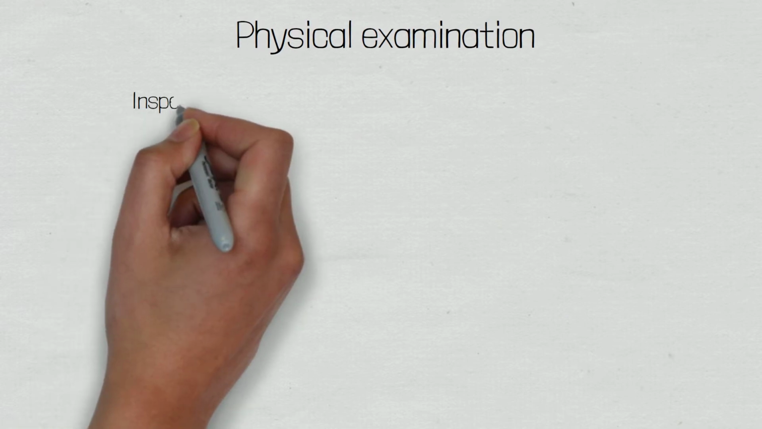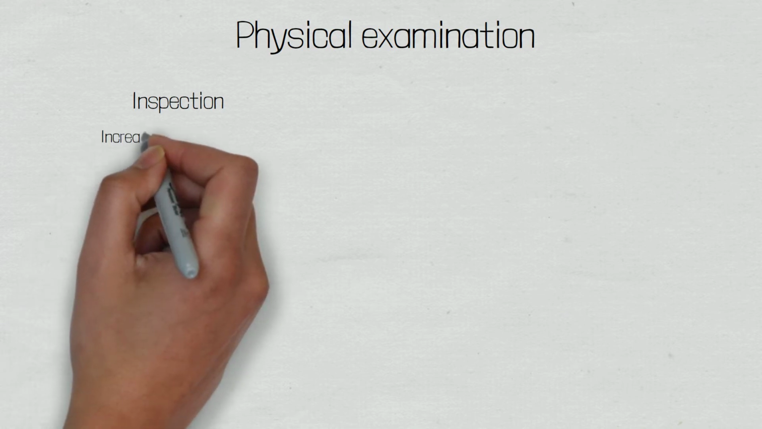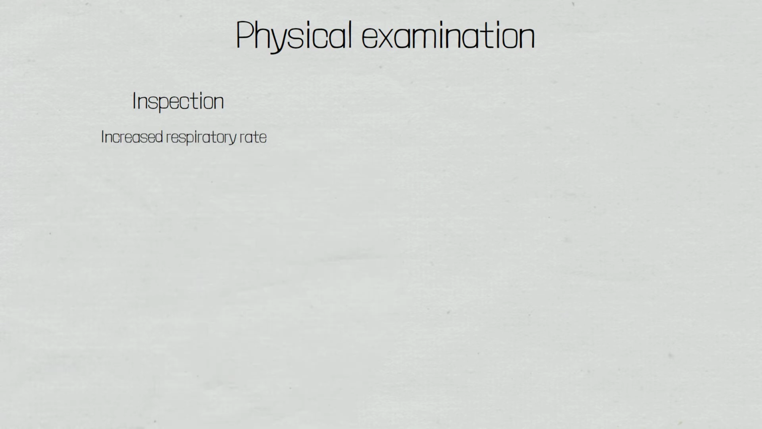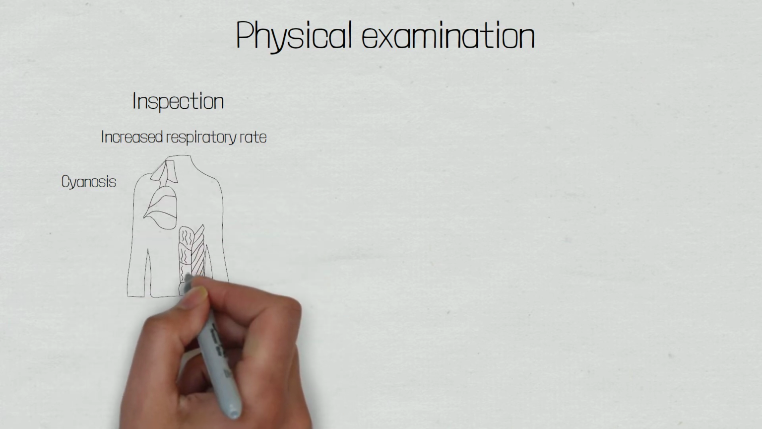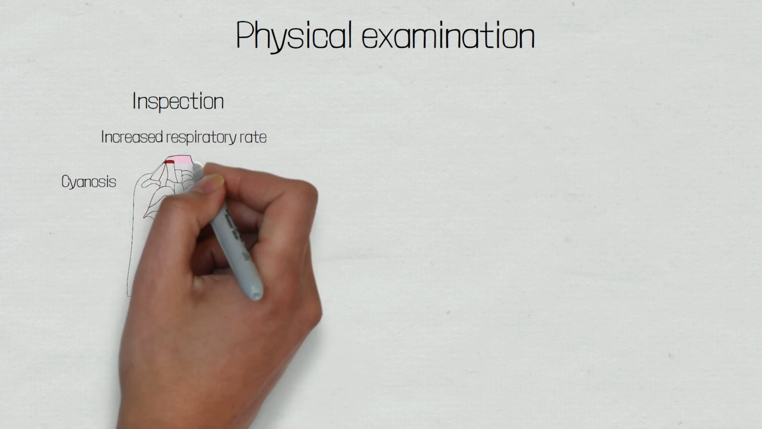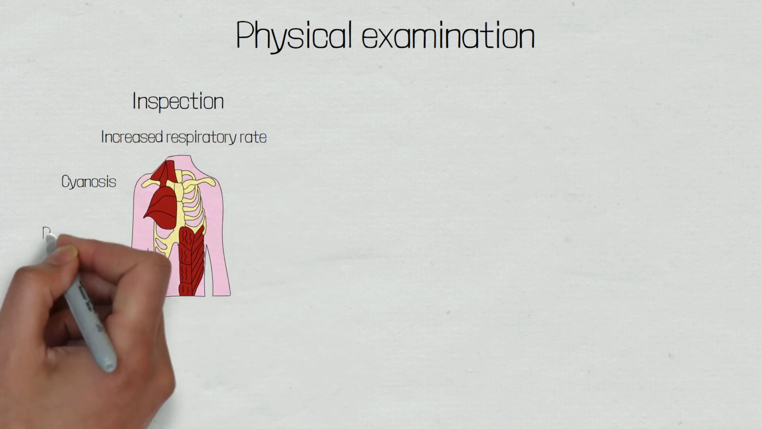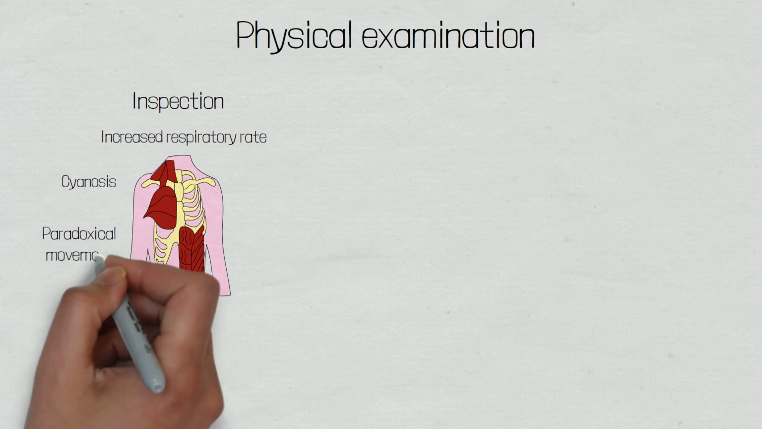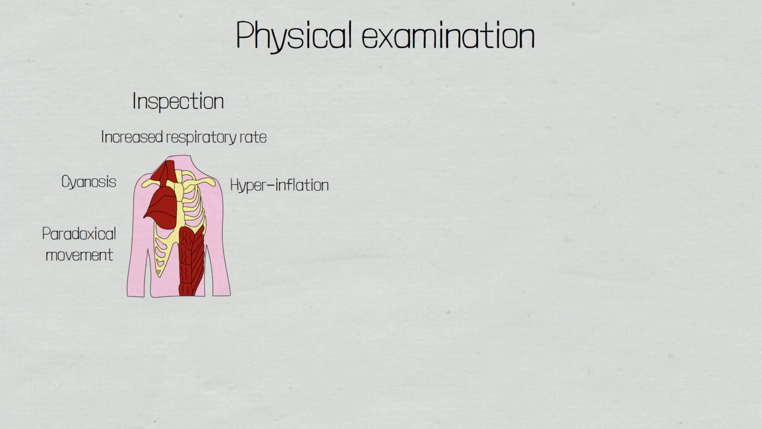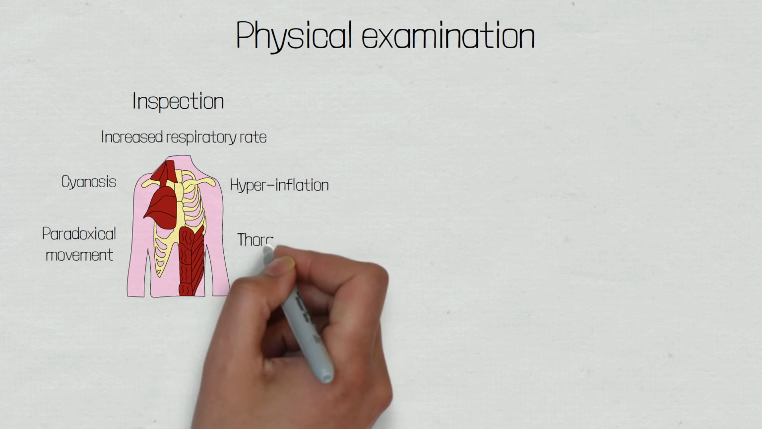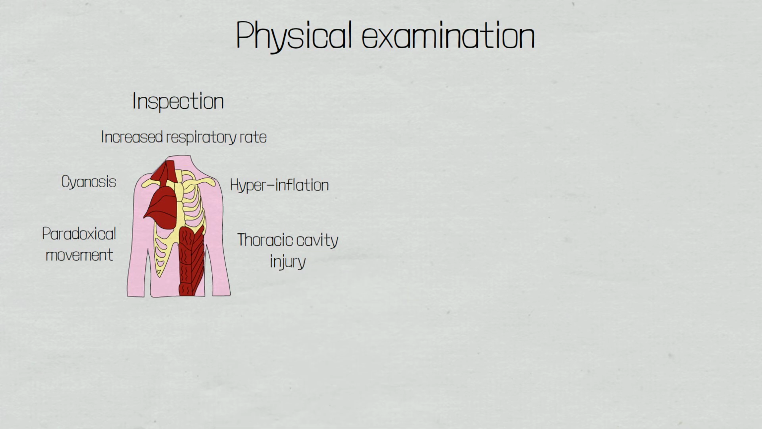Starting with an inspection, you may notice an increased respiratory rate, cyanosis, use of accessory muscles to assist with breathing, paradoxical movement of the chest, hyperinflation of the side of the pneumothorax, and injury to the chest wall that could cause a pneumothorax or raise the suspicion that a pneumothorax may be present, such as a penetrating wound, flail segment, or bruising.